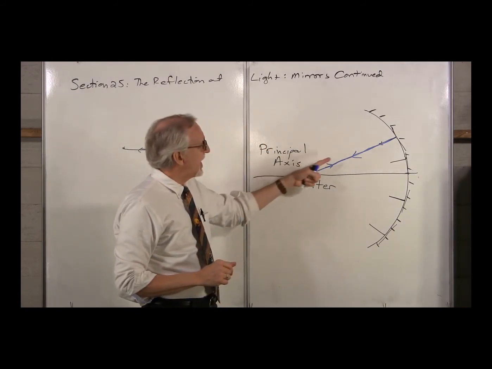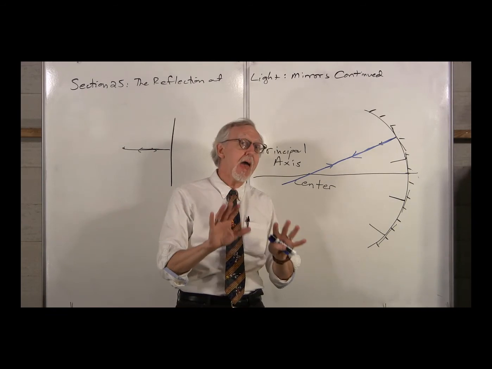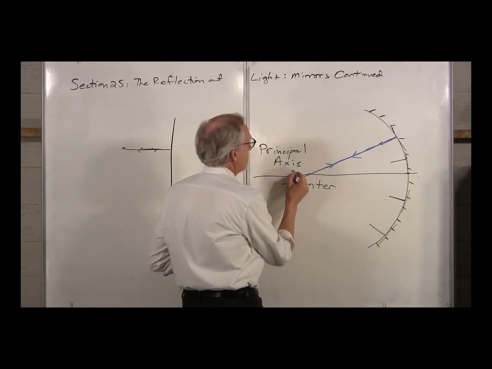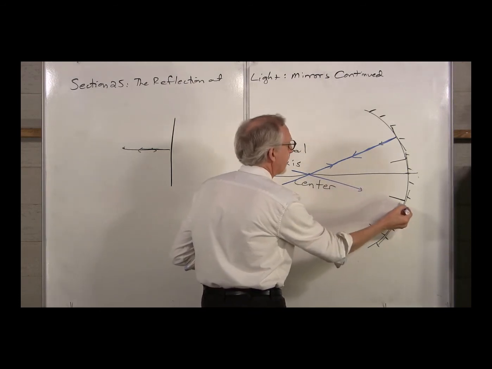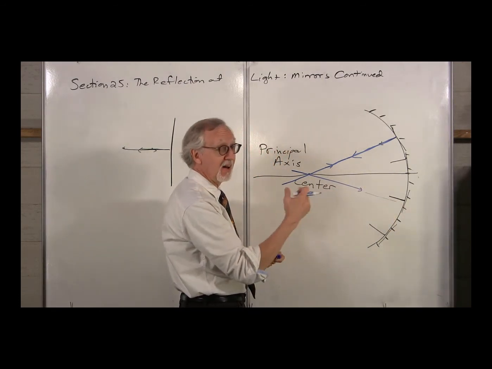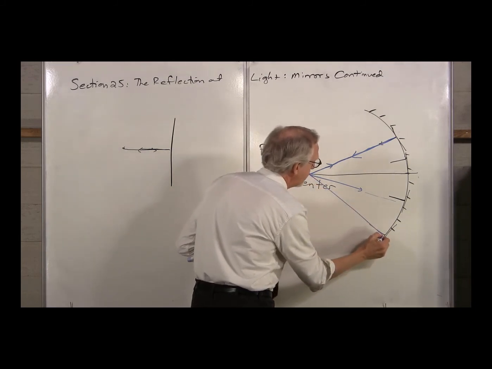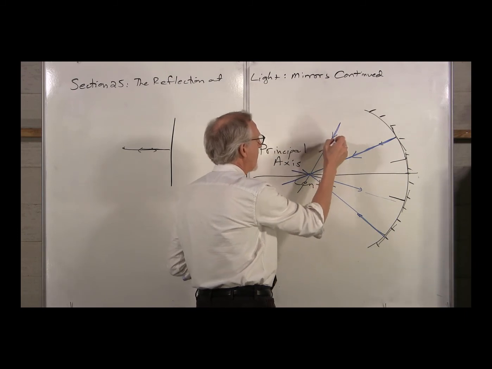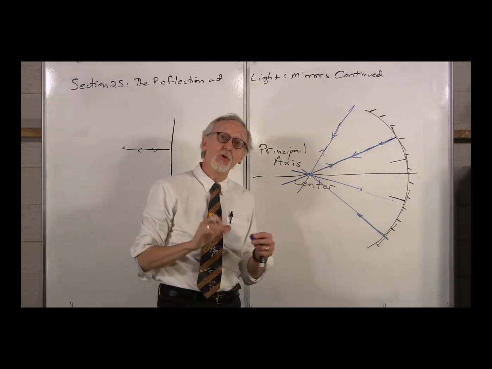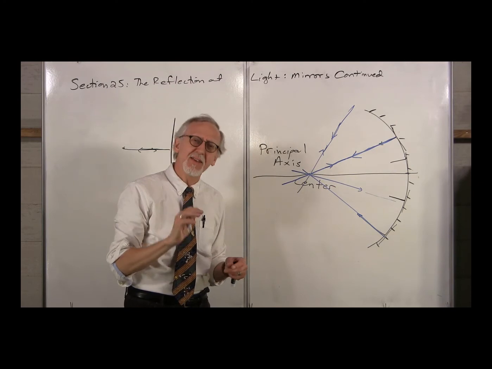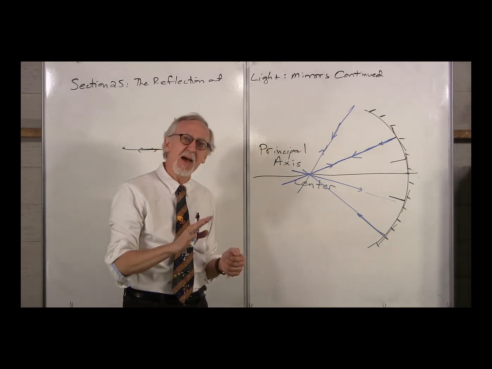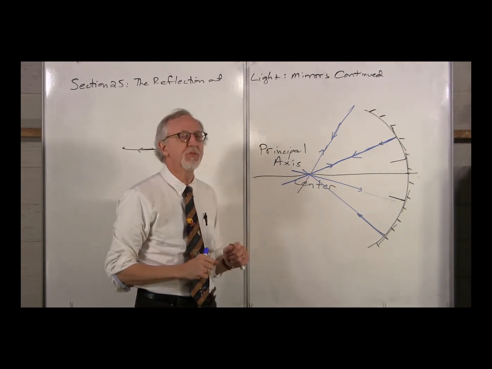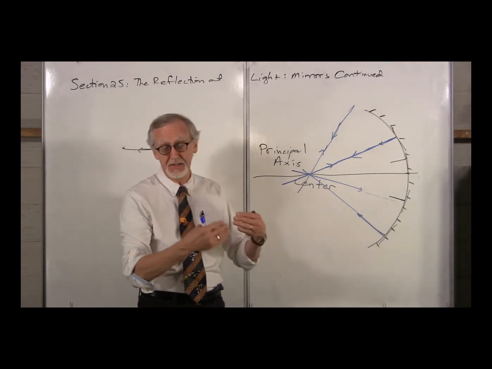Very good. Let's take a look, and now keep in mind, this happens for any ray that passes through the center. A ray that goes in that direction will reflect right back on itself. A ray that goes in this direction will reflect right back on itself. A ray that goes up there will reflect right back on itself. It doesn't matter which ray we're talking about. All of the rays that pass through the center will always reflect back on themselves.